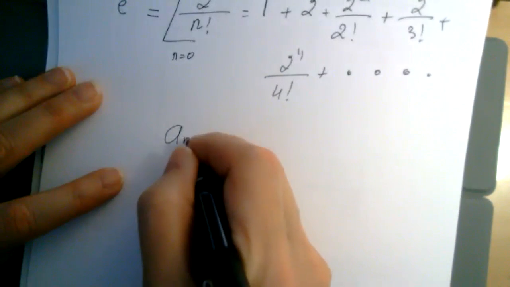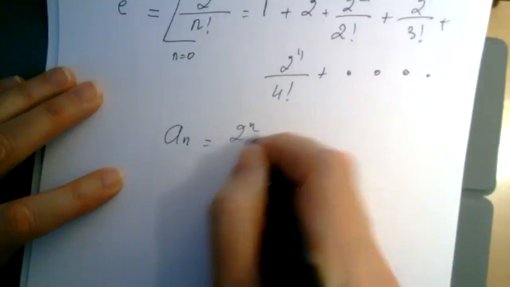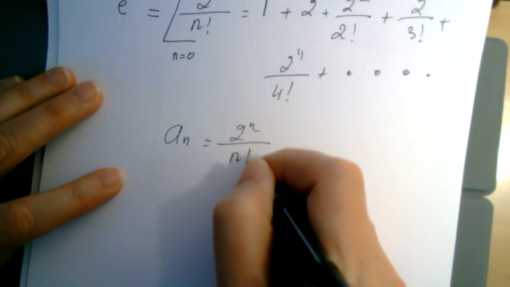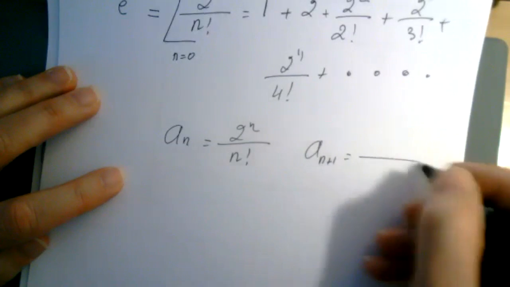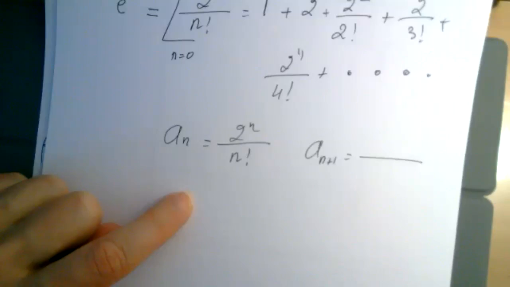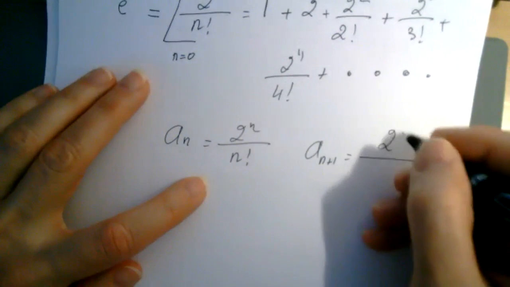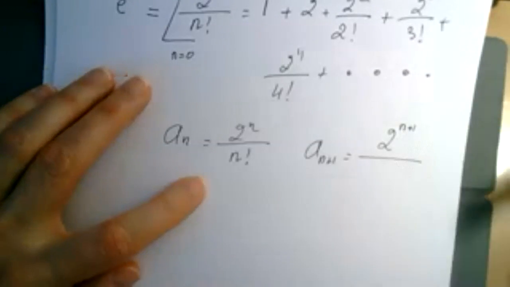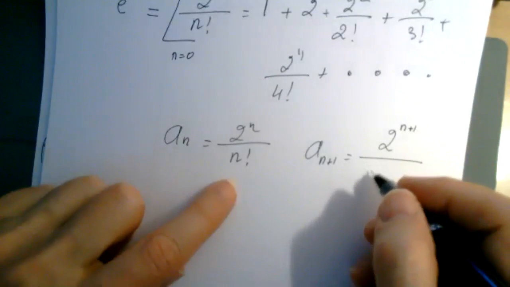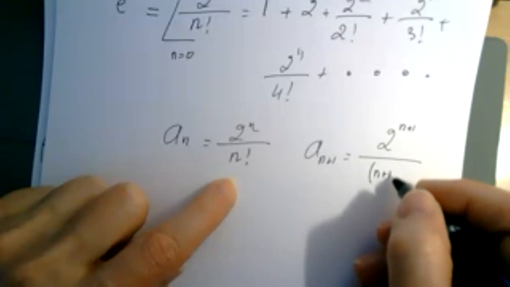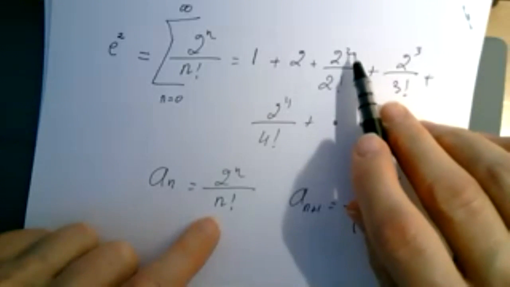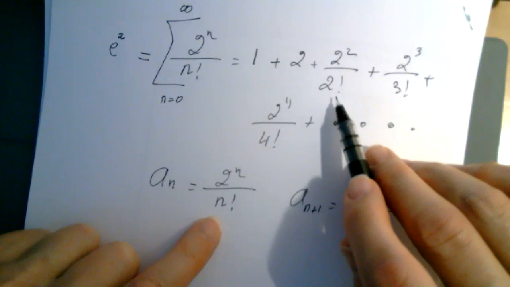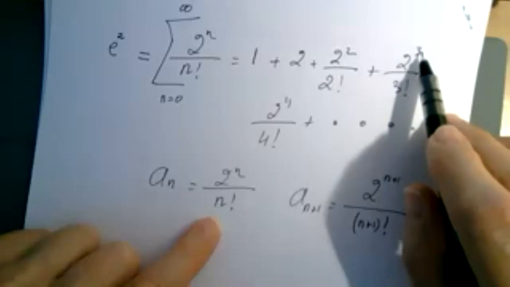So what is a_n here? 2 to the n over n factorial. What is a_(n+1)? Everywhere I have n, I should have n plus 1. It means 2 to the n plus 1, over, instead of n, you have the expression n plus 1 factorial. So that's what it is. Suppose n equals 2, 2 squared over 2 factorial. Then n plus 1 becomes 2 cubed over 3 factorial. And let's compute the ratio.